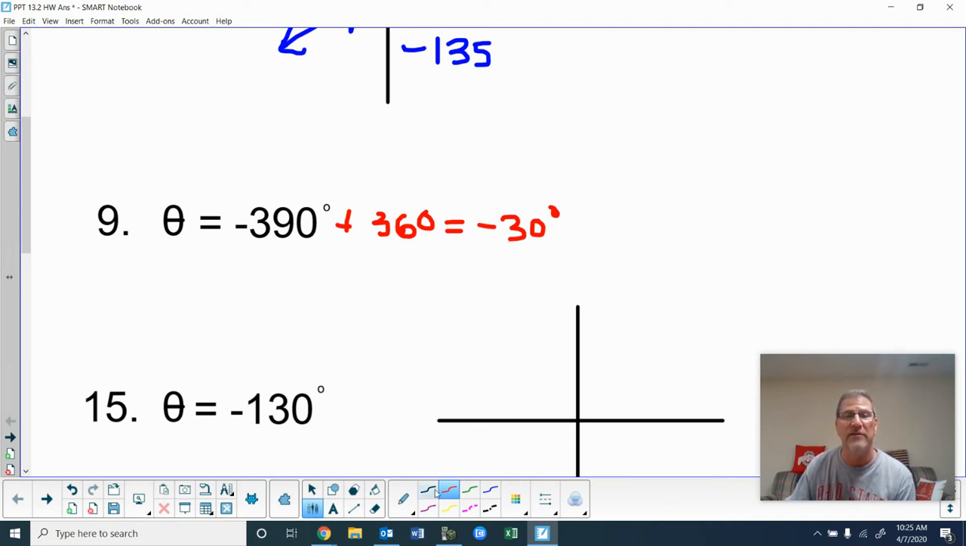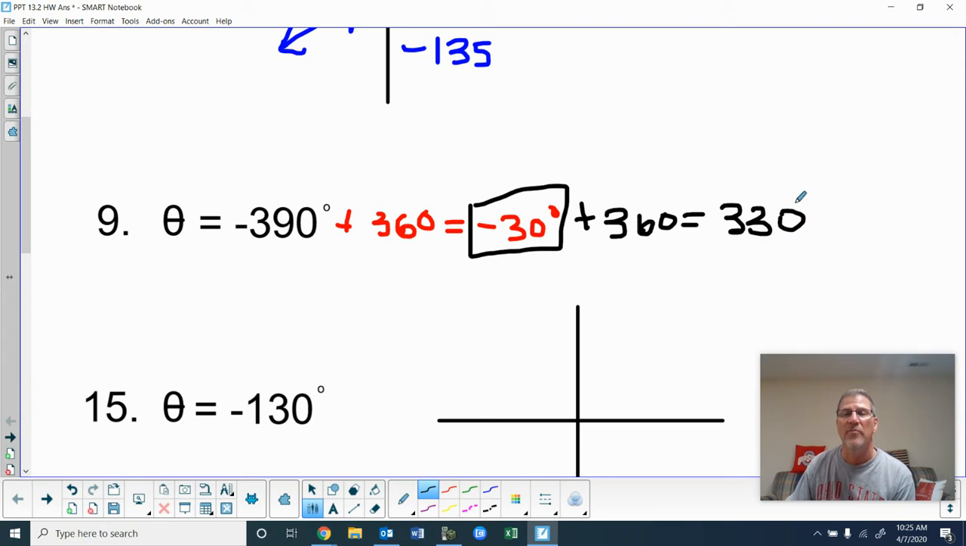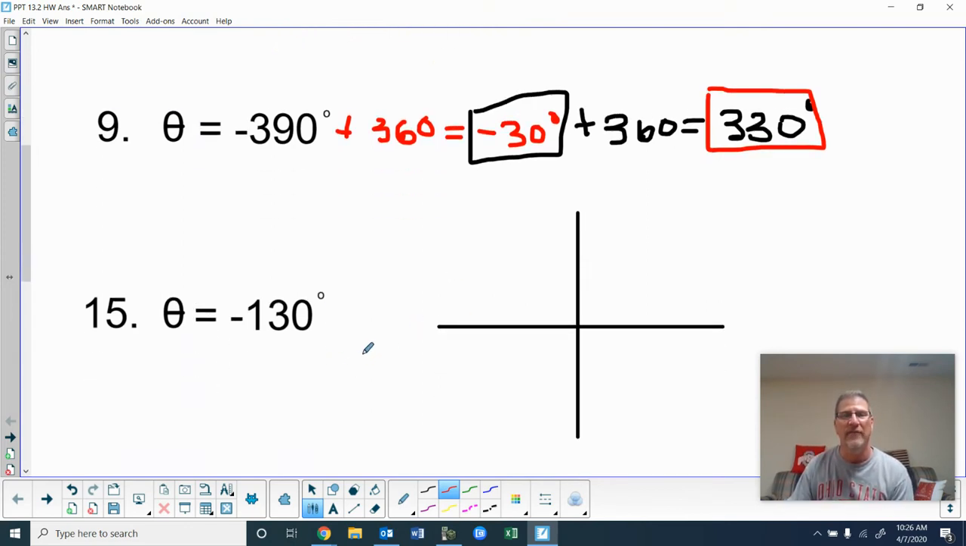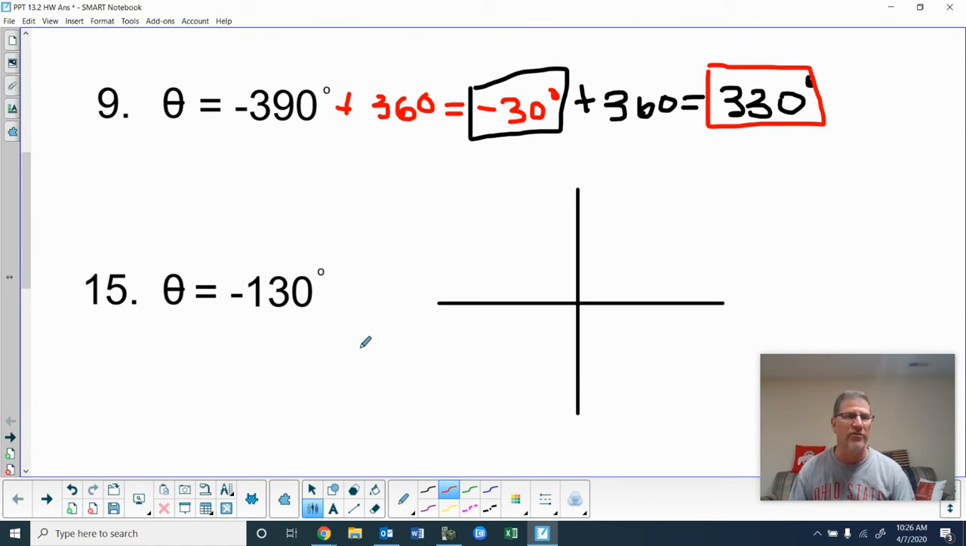So here's one answer here, negative 30. But I'm going to add 360 to that again, since it's still negative, so I can get a positive. And that'll be a positive 330 degrees. So there's the two answers there. So basically, you are adding and subtracting 360. But in this case, we just added 360 twice because I had negative 390 degrees. Okay? And again, you guys were doing well on that on your homework.